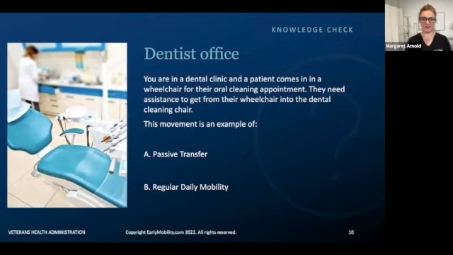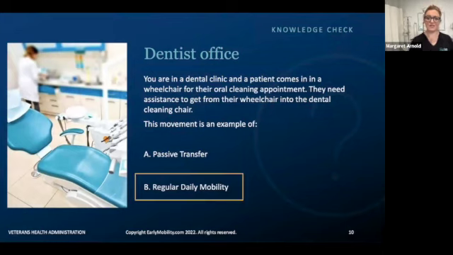Let's check another scenario. You're in the dental clinic and a patient comes in a wheelchair for their oral cleaning appointment. They need assistance to get from the wheelchair into the dental cleaning chair. This movement is an example of what? A, passive transfer, or B, regular daily mobility. This one is regular daily mobility. Getting in and out of a chair, on and off a different surface is considered part of regular daily mobility.